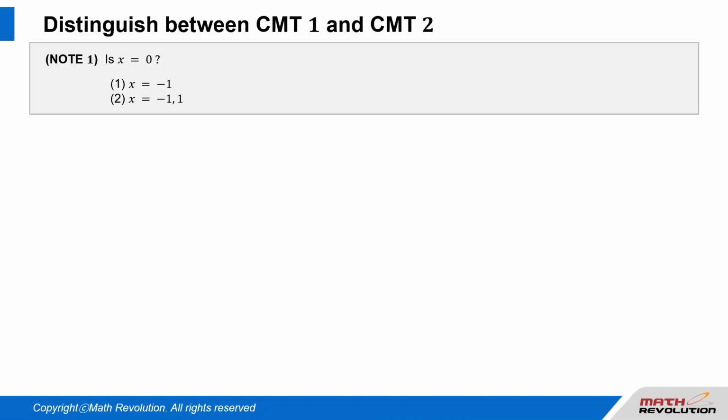Question 2. Distinguish between common mistake type 1 and common mistake type 2. If the answer to a DS question requires a yes or no answer, apply CMT1. Otherwise, apply CMT2. Note 1. Is x equal to 0? Condition 1. X equals negative 1. Condition 2. X equals negative 1 and 1.